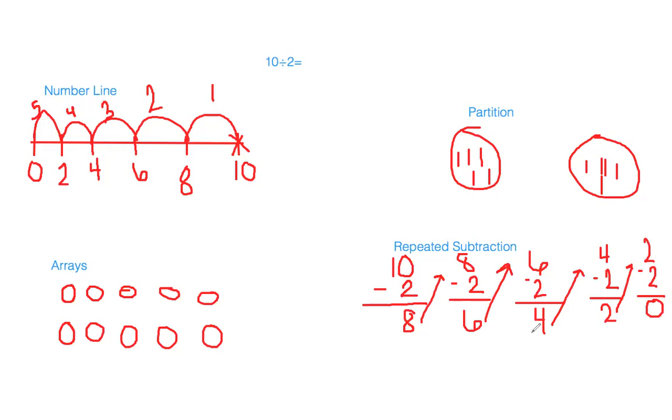Now this one is a little bit tricky because you have to remember where your answer is here. Your answer is not 0. Your answer is the number of times you had to repeatedly subtract 2. So if I count my subtraction problems, I have 1, 2, 3, 4, and 5 times that I had to repeatedly subtract 2. So my answer is 5. So 10 divided by 2 is 5.